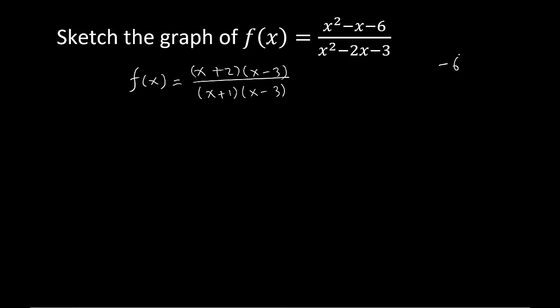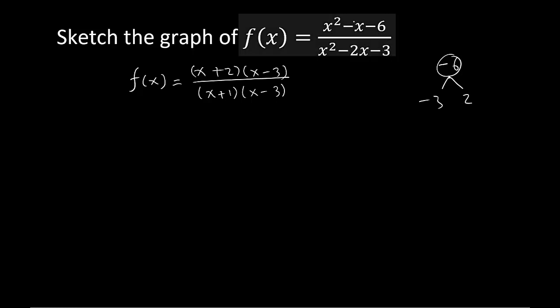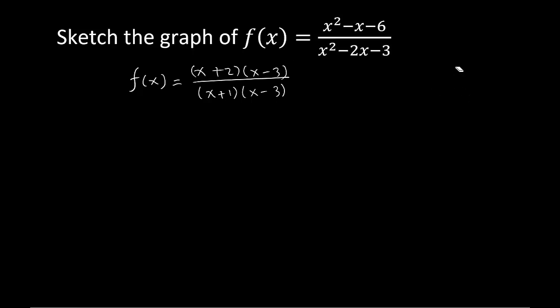I have a negative 6, so I need to take negative 3 and positive 2 because their sum will be negative 1 here. That's why you get x plus 2 times x minus 3. When you look at the denominator, you have negative 3, and since you need negative 2, make it negative 3 and 1 because they're factors of negative 3. And on the graph, you have an open hole at x equals 3. So we'll be working on x plus 2 over x plus 1.